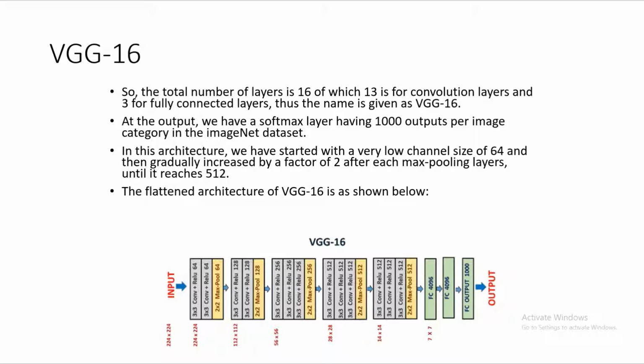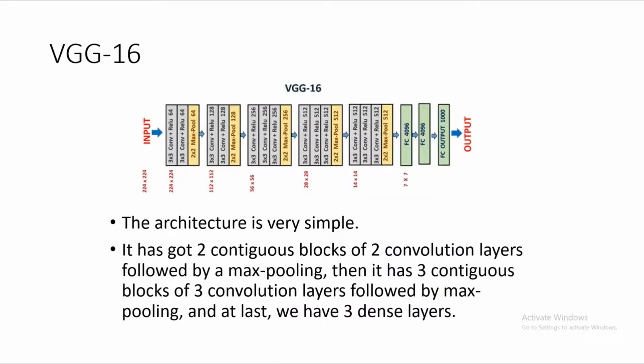And here is the flattened architecture of VGG16. It starts with a depth of 64 and finally reaches 512, and we can see the input image is of size 224 by 224, and before it reaches the fully connected layers, the size is 7 by 7. We can see this architecture is quite simple.